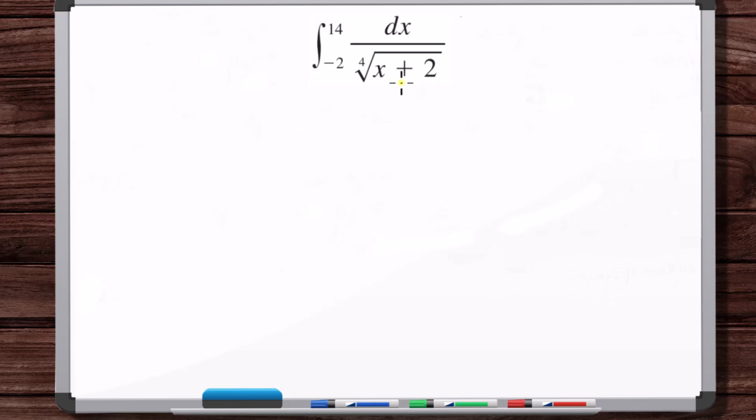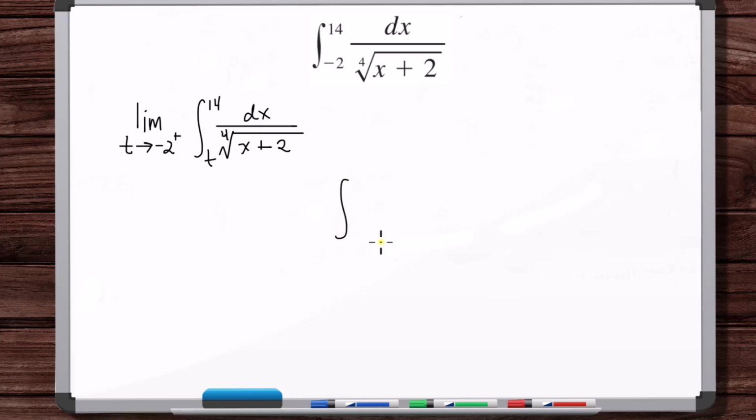Okay, so at minus 2, you're dividing by 0. And then everywhere else between minus 2 and 14, it's continuous. So we want to say the limit as t approaches minus 2 from the right. Okay, so let's evaluate this integral, and I'm going to go ahead and just get the indefinite integral first.